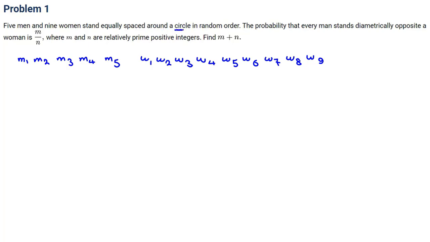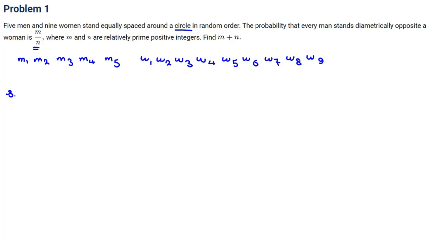Because the problem says around a circle, maybe you say, okay, if the circle rotates and they reach each other, you consider them the same. But because here it's probability, it has no effect. You consider whether two cases that can be reached from each other by rotation are the same or not, and I will solve with both ways. You will see the answer is the same.